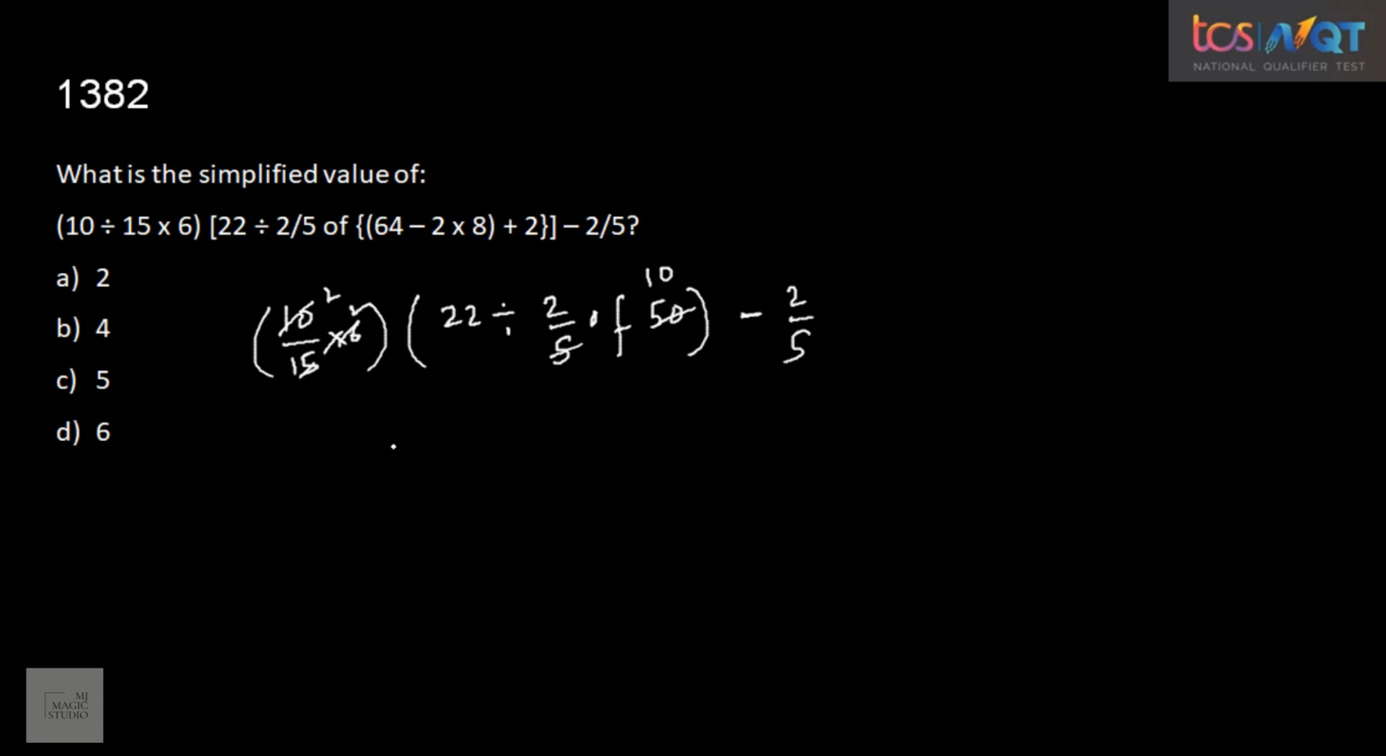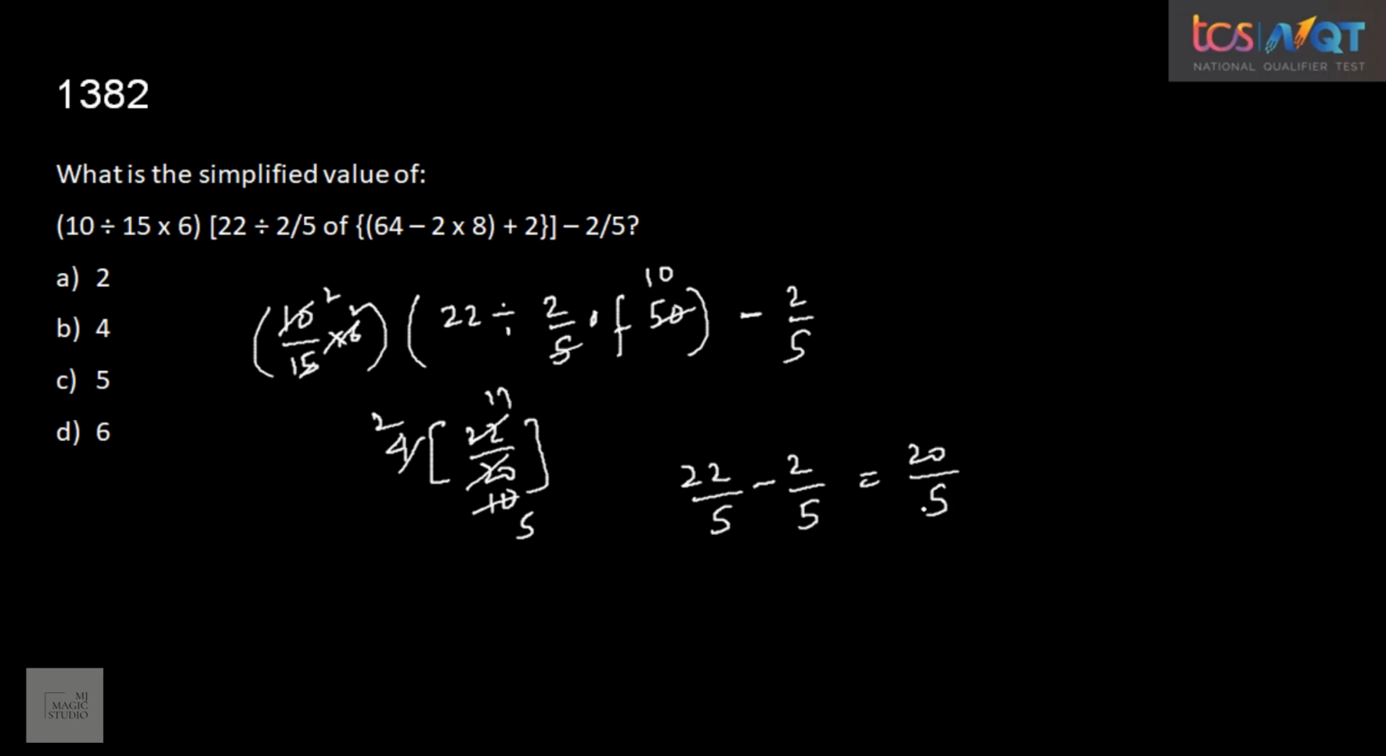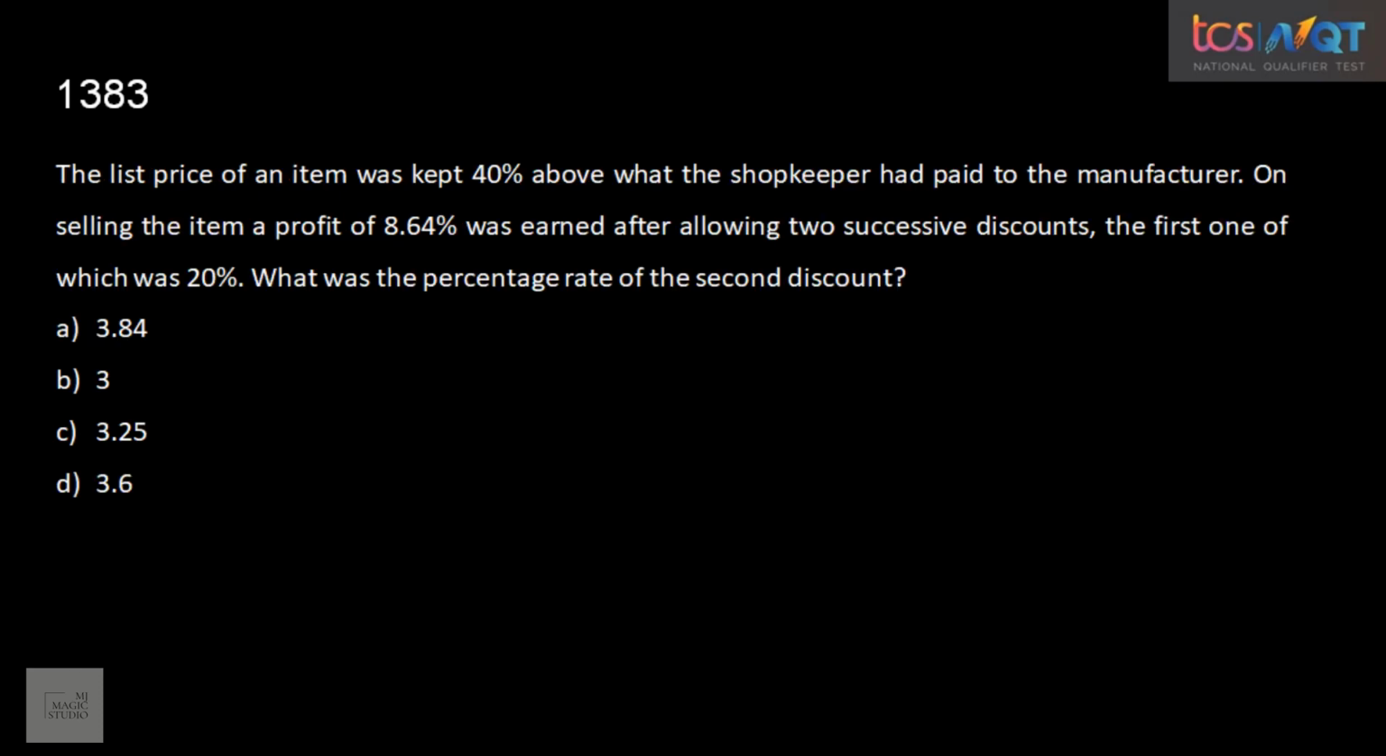5253 and 2 4 4 into 22 divided by how much? 20. So 11 by 2 times 10, so this is 2 by 5. So we have this 22 by 5 minus 2 by 5, that is 20 by 5. 20 by 5 is 4, and yes, it features in option B.